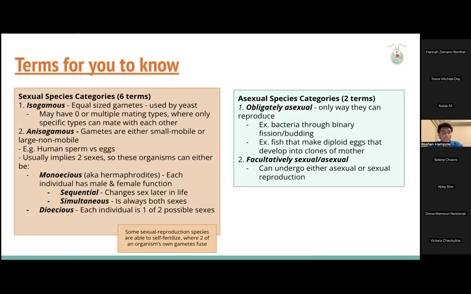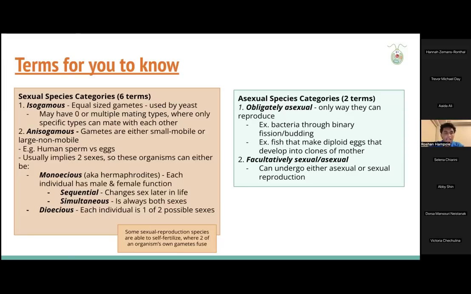And essentially, the example she gave in lecture was that yeast gametes can either be an A mating type or an alpha mating type. And what we find is that only some types can mate with each other. So with yeast, A's can only mate with alphas, but A's can't mate with other A's. That's all there is to know for isogamous species.